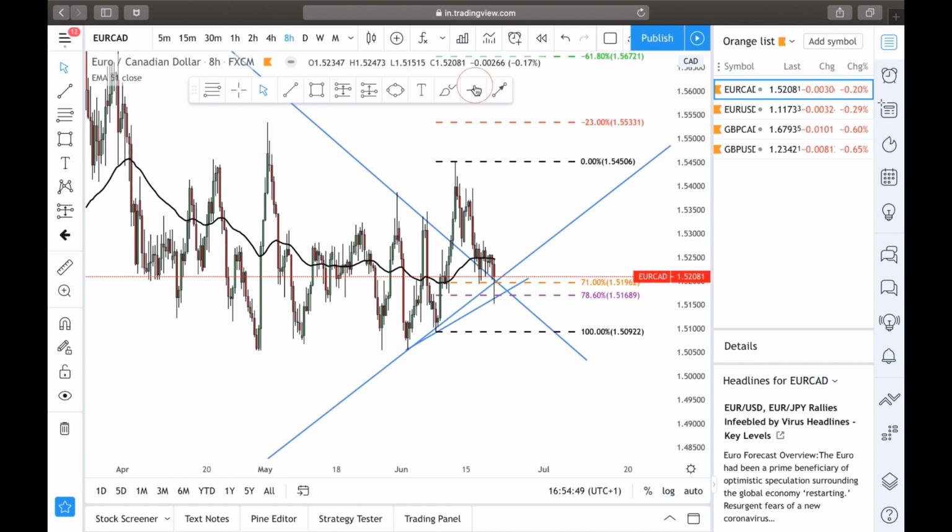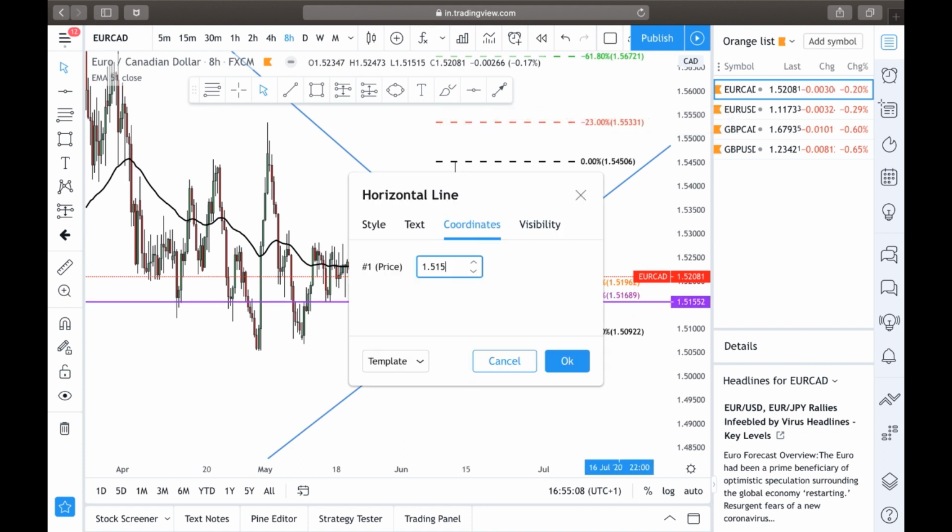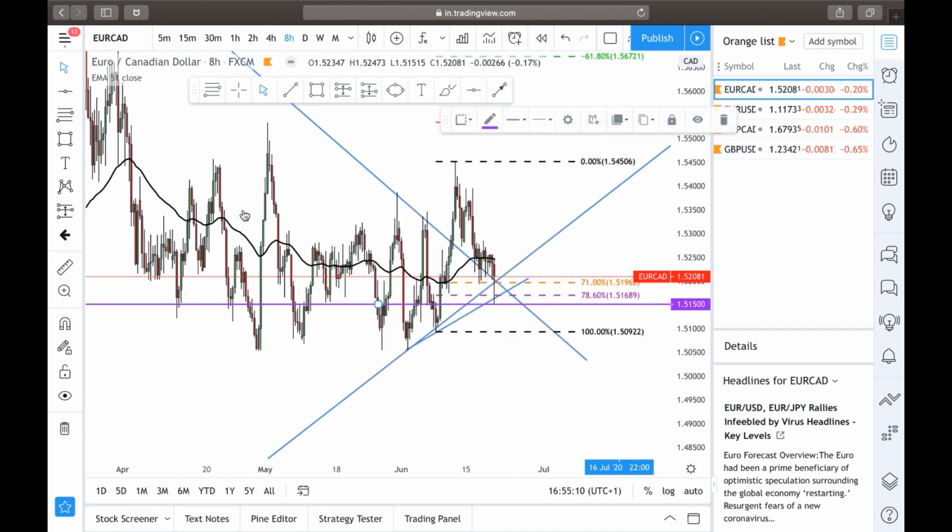Is there a psych level around this area? So you've got 1.52 there, but then we also have 1.515 just there as well. So if you go back to Wednesday's video, I updated this, and I think I said this was the zone that I was looking at.